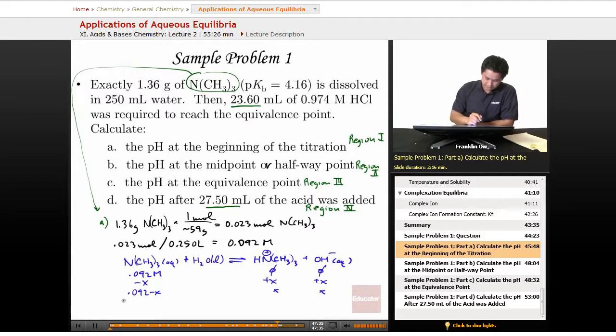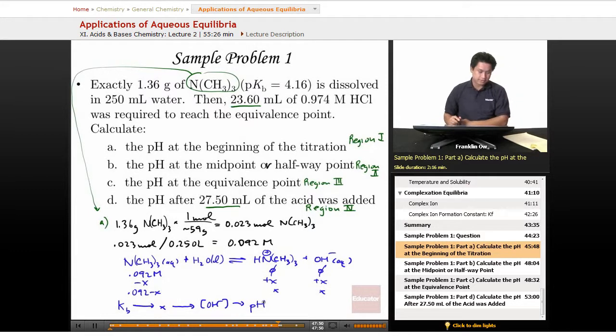And of course we're going to use Kb, everybody, to go ahead and get x. X is then going to give us the concentration of OH minus, and from there we can go ahead and get the pH. And of course we expect a basic pH, everybody, greater than 7 because we only have base present in solution. No titrant has been added in the form of strong acid yet. Okay, so that is part A.